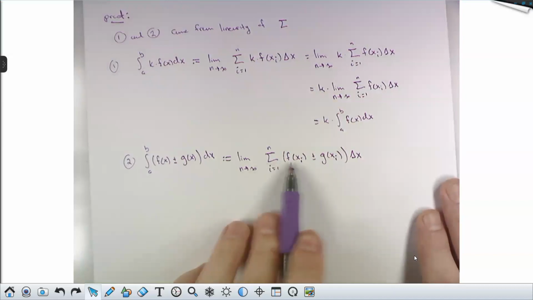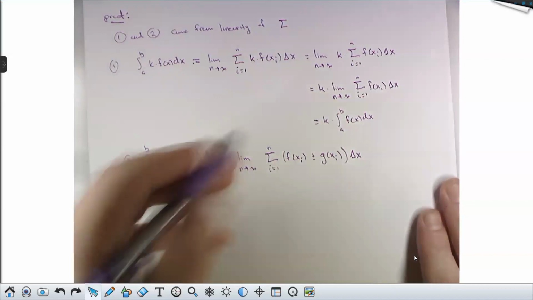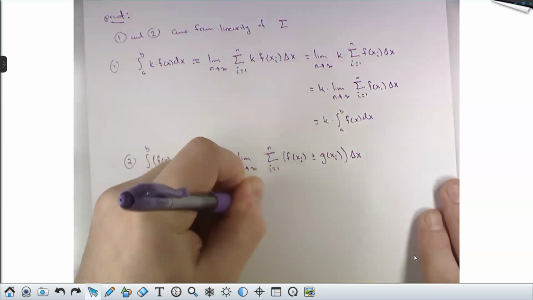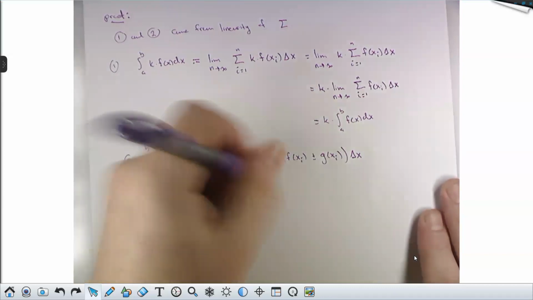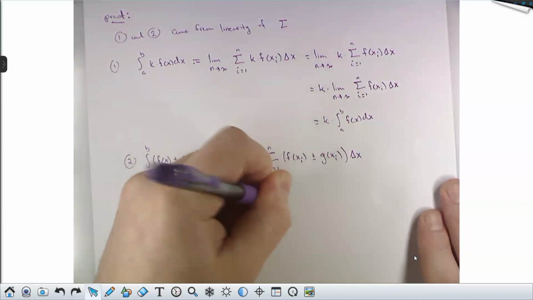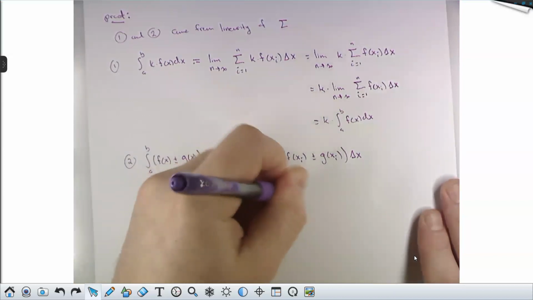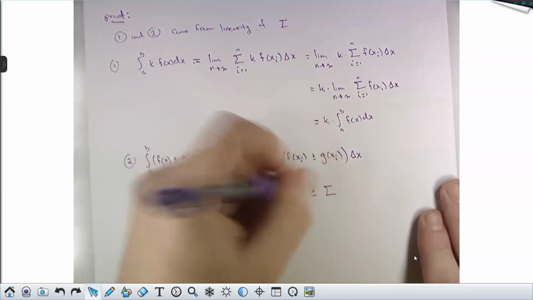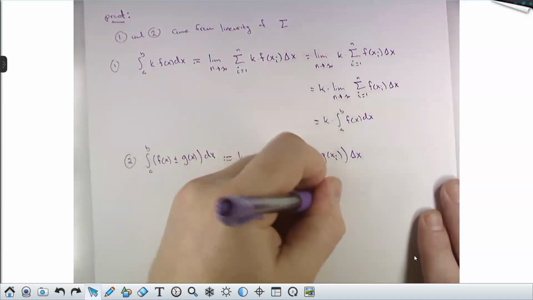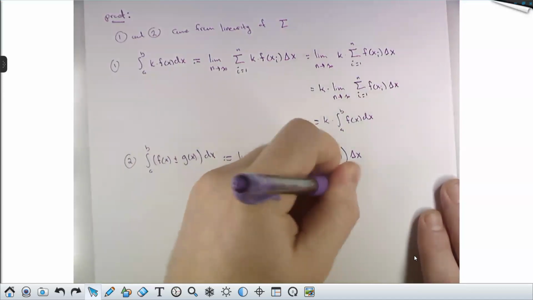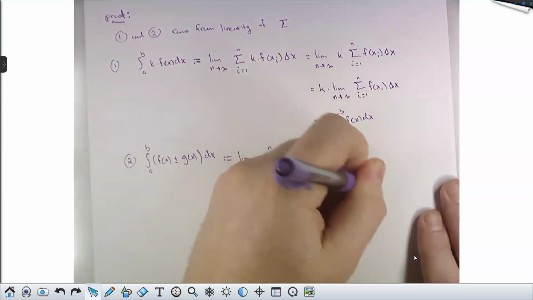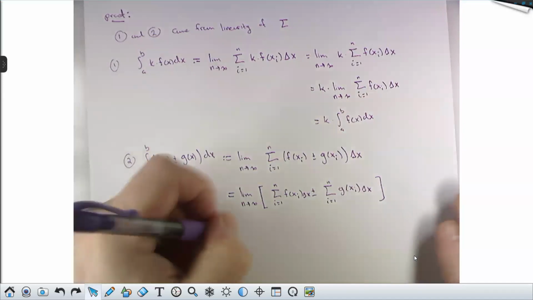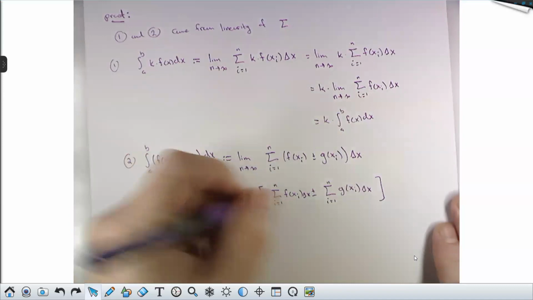The sum splits up over this addition or subtraction. So we get limit n to infinity, I'll write it with a bracket here. Sigma i from 1 to n, f of xi times delta x plus or minus sum i from 1 to n, g of xi delta x. And then you can give the limit to each piece. So here we're using properties of the sum and of the limit.